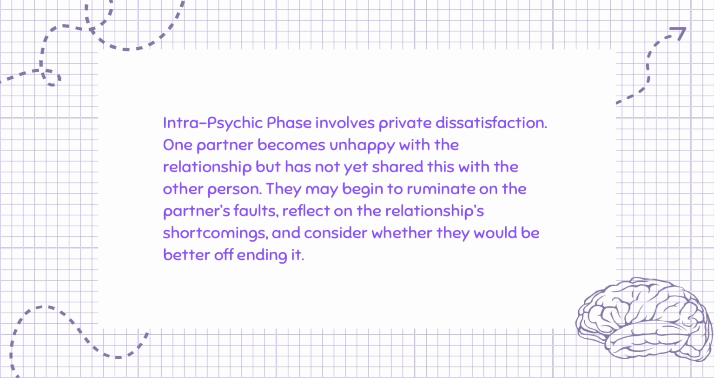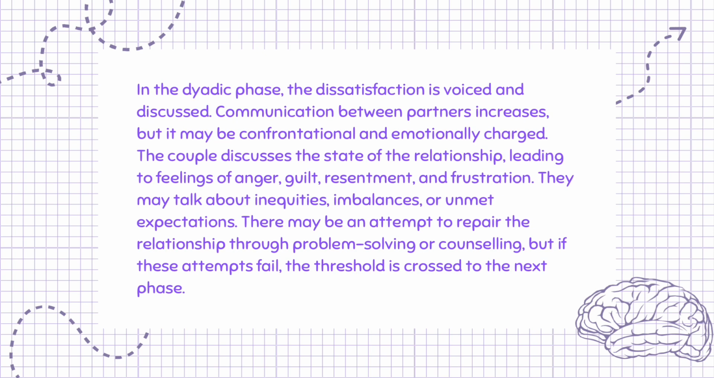Intrapsychic phase involves private dissatisfaction. One partner becomes unhappy with the relationship but has not yet shared this with the other person. They may begin to ruminate on the partner's faults, reflect on the relationship's shortcomings, and consider whether they would be better off ending it. In the dyadic phase, the dissatisfaction is voiced and discussed. Communication between partners increases, but it may be confrontational and emotionally charged. The couple discusses the state of the relationship, leading to feelings of anger, guilt, resentment, and frustration. They may talk about inequities, imbalances, or unmet expectations. There may be an attempt to repair the relationship through problem-solving or counseling, but if these attempts fail, the threshold is crossed to the next phase.